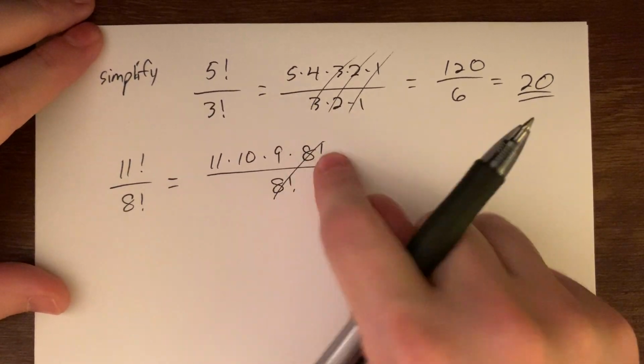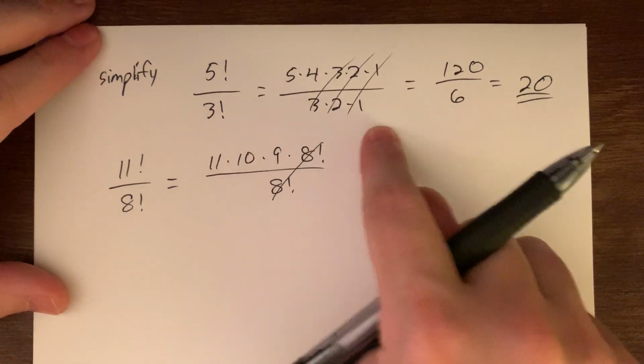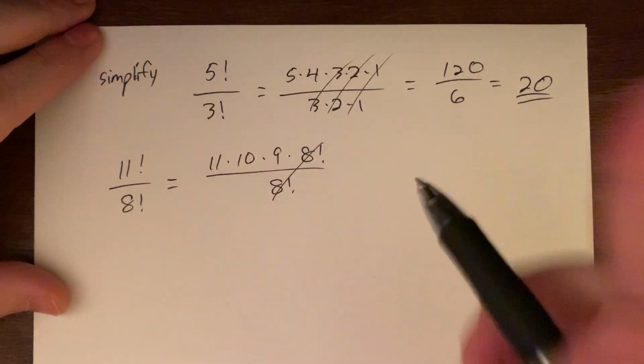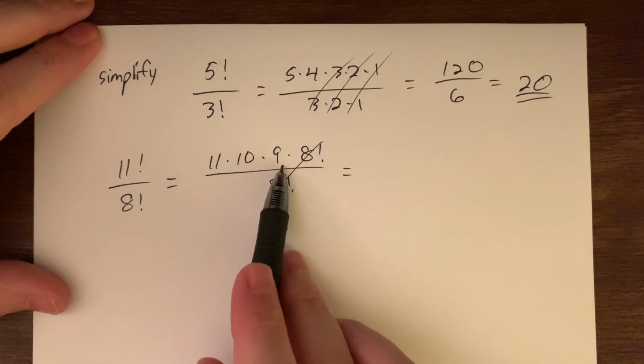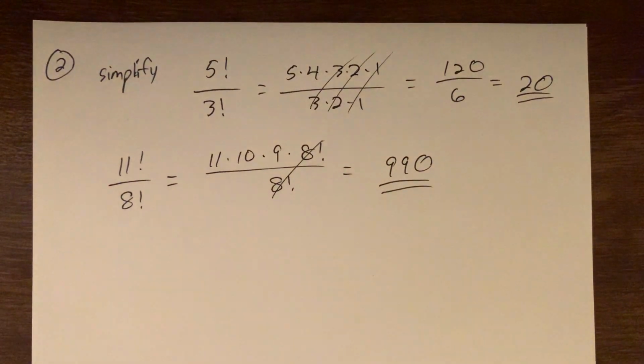I'm not just canceling the 8s. The factorial shows that I'm canceling everything below. I'm canceling the 7s, the 6s, the 5s, the 4s, and so on. So now all that's left is 11 times 10 times 9, which is 990.